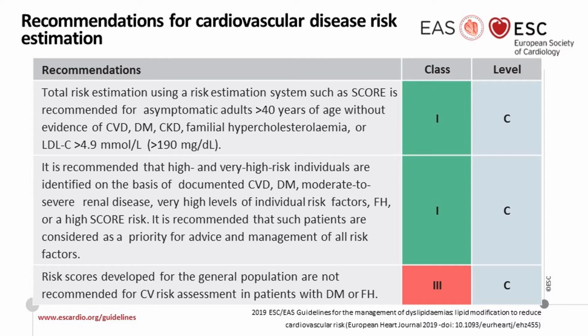It's recommended that the high and very high risk individuals are identified on the basis of the risk factors they already have, which are diabetes, renal diseases, and very high levels of individual risk factors. Familial hypercholesterolemia is also considered one of the very high risk conditions. It's recommended that such patients are considered a priority for advice and management of all risk factors. Risk scores developed for the general population are not recommended for risk assessment in patients with diabetes or familial hypercholesterolemia, as we stated before.